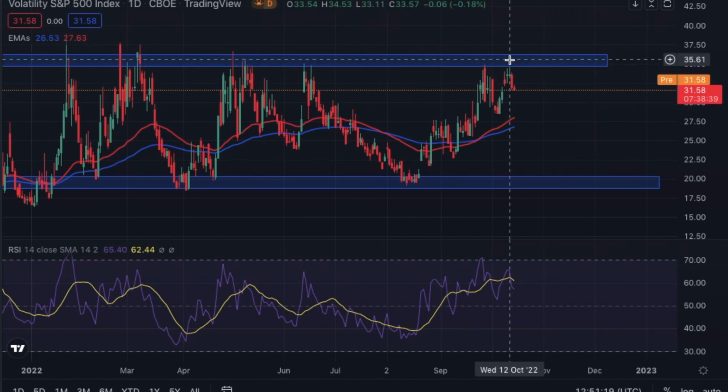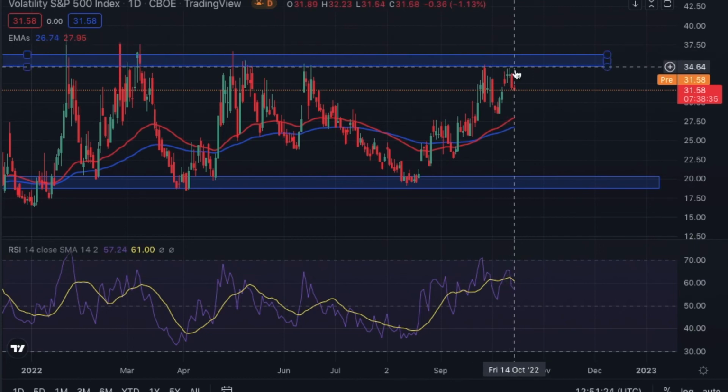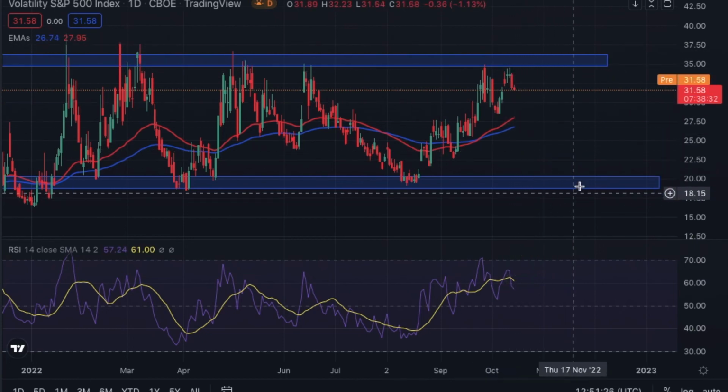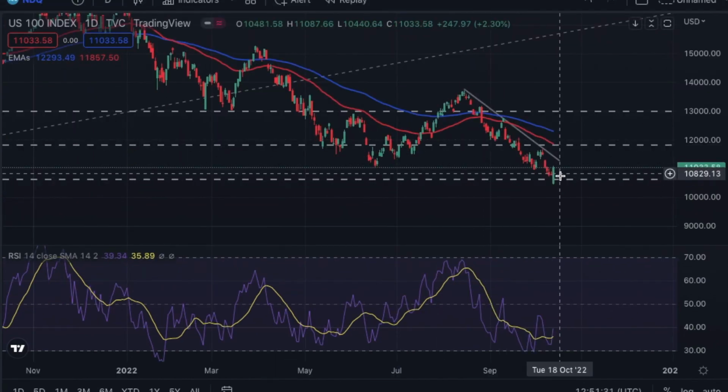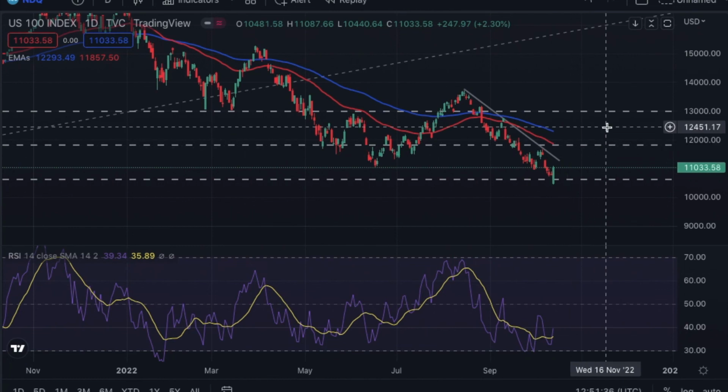We are at the 34 and 36 level of the VIX, and with the CPI coming out, that has added some massive bearish pressure that hopefully sends us back down to our 20 region. This meaning that we could see a slight change in direction on the Nasdaq 100.